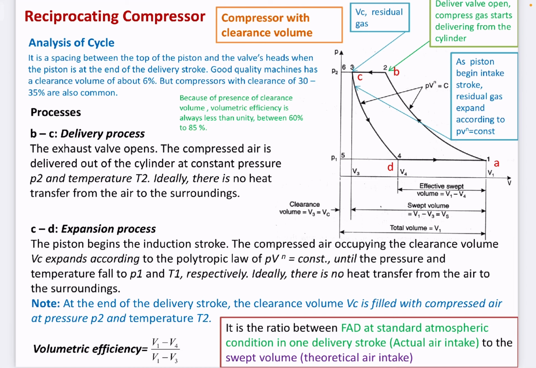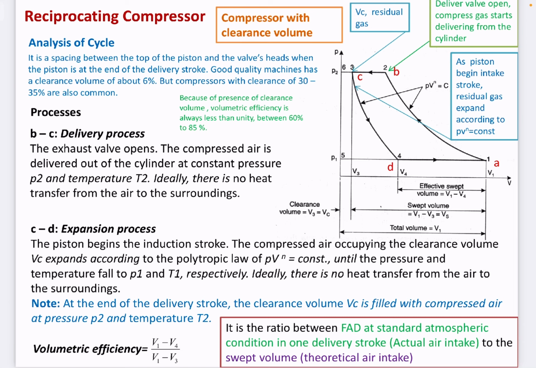This expansion of the compressed gas occupying the clearance volume could again be assumed to happen polytropically, that is, following the law P V raised to n equals constant, and this would continue. The expansion would continue till the suction pressure P1 is reached. So you see the C to D process is of expansion up to the suction pressure P1 from the delivery pressure P2. So P2 to P1 is expansion, right?